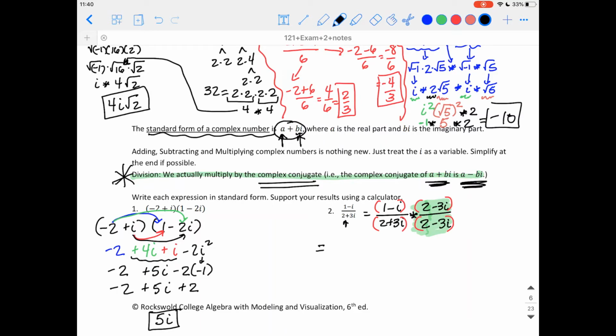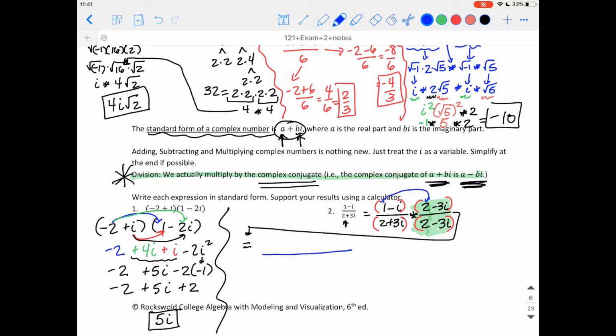So here I go. Maybe I should start more over here, just in case. So I'm going to come right over here. So this is going to be 1. So I'm going to have my huge fraction bar. And I'm going to do 1 times 2, is 2. And then I'm going to do 1 times a minus 3i, minus 3i. And then I'm going to do a minus i times 2. It's going to be minus 2i. And then a minus i times a minus 3i is going to be a plus 3i squared.